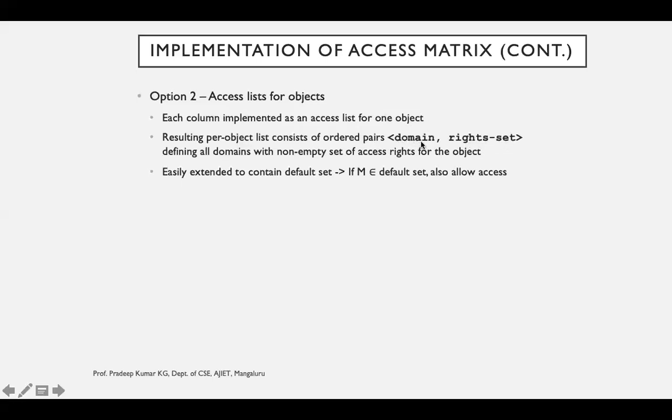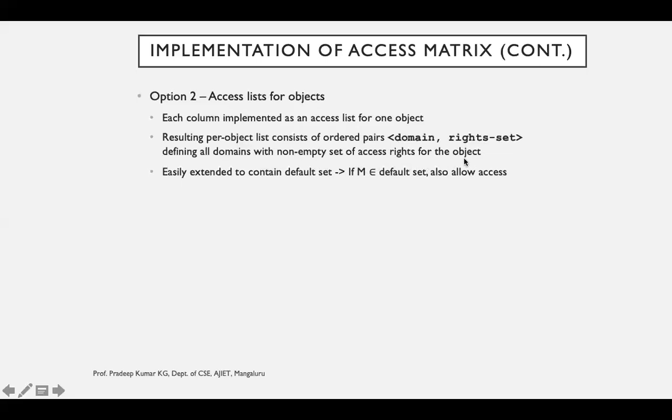When we say domain, say D1 to DK, or Di, the number of domains. The rights set is again read, write, execute, print, transfer, ownership, control, everything. It is defined with a non-empty set of access rights for the object.